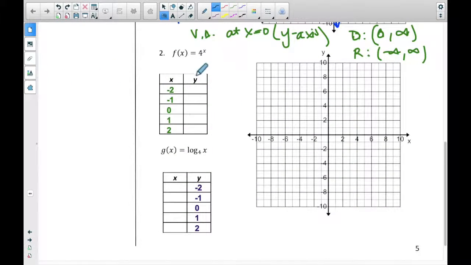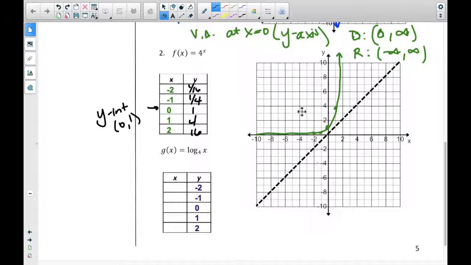Okay, the only difference here is that I have 4 to the x. But there should be a couple of other things that are the same. It should also have a y-intercept at 0, 1. With the 4, what should happen is it should go steeper. It should stay closer to that y-axis. So let's just see what happens. If we plug in a negative 2, that's 1/16.